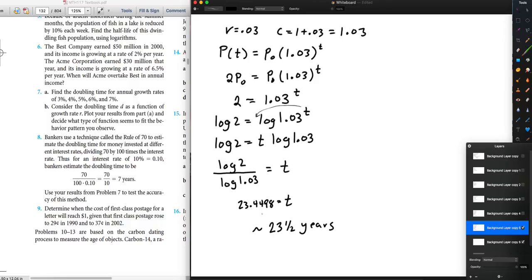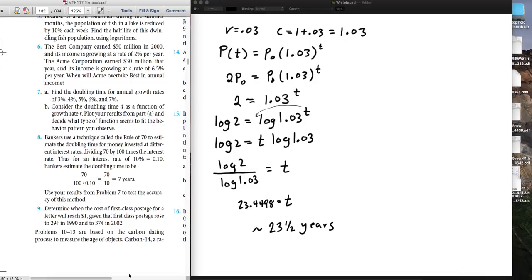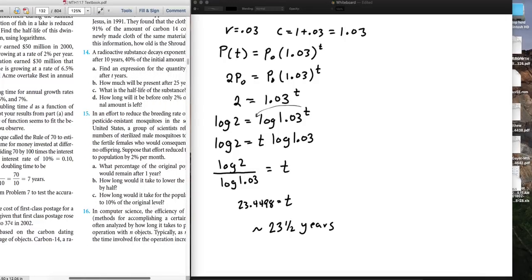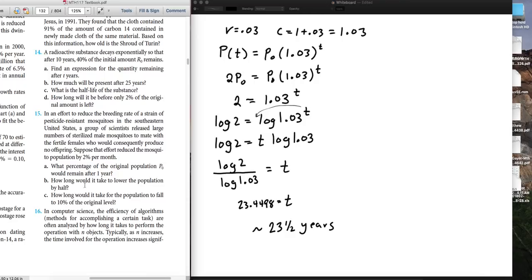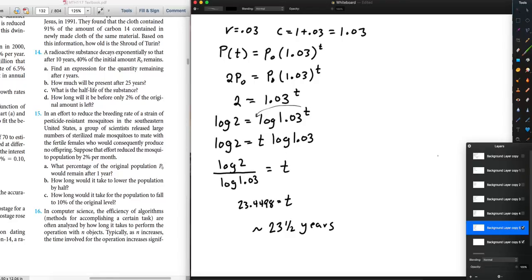If we jump over to number 14 here, which is over on the other side of the page. All right, so a radioactive substance decays exponentially so that after 10 years, 40% of the initial amount remains. Find an expression. I'm going to do A, and then again, B and C is all just plugging in. So find the expression for the quantity remaining.